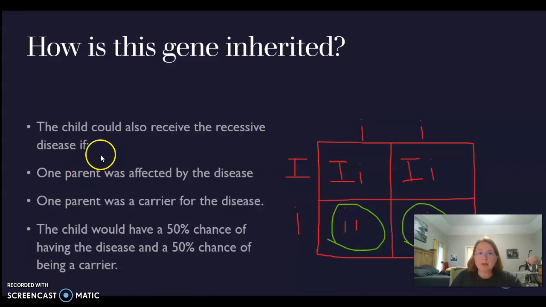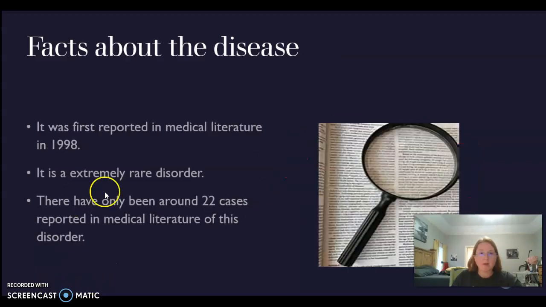Another way that we could have it is if one parent actually had the disorder and the other parent happened to be a carrier. In this case, we would see 50% chance for the children becoming a carrier and a 50% chance for the child actually having the disorder. So if one parent had it, it would give us a higher opportunity for the actual child or offspring to have it.